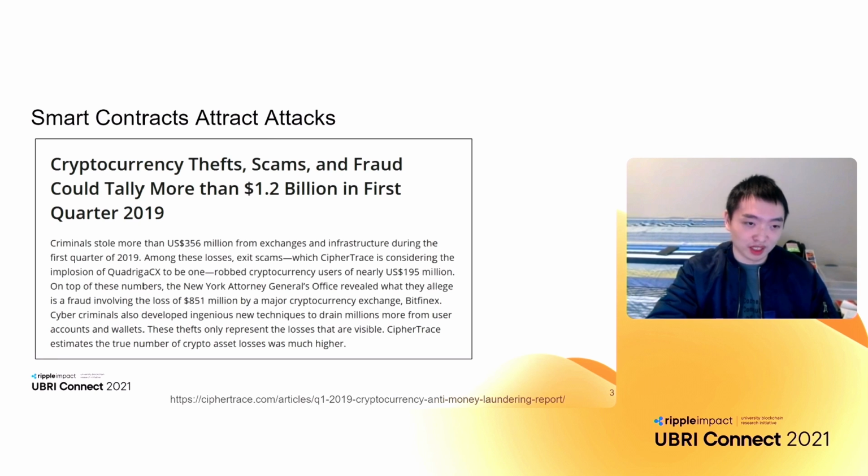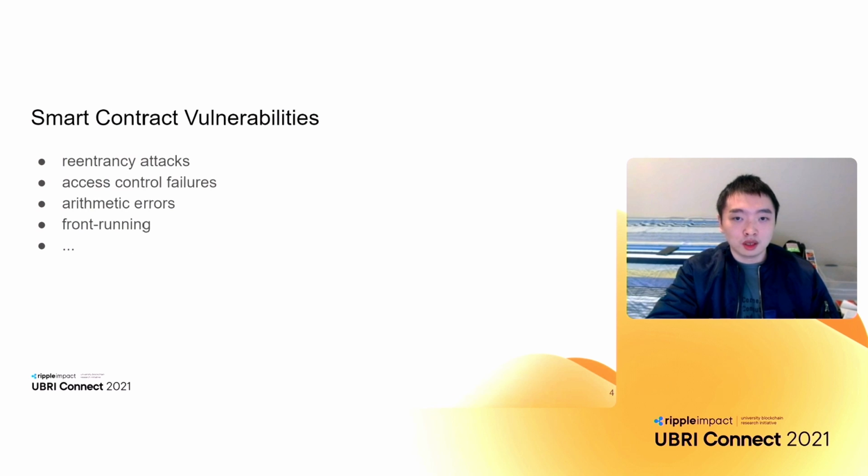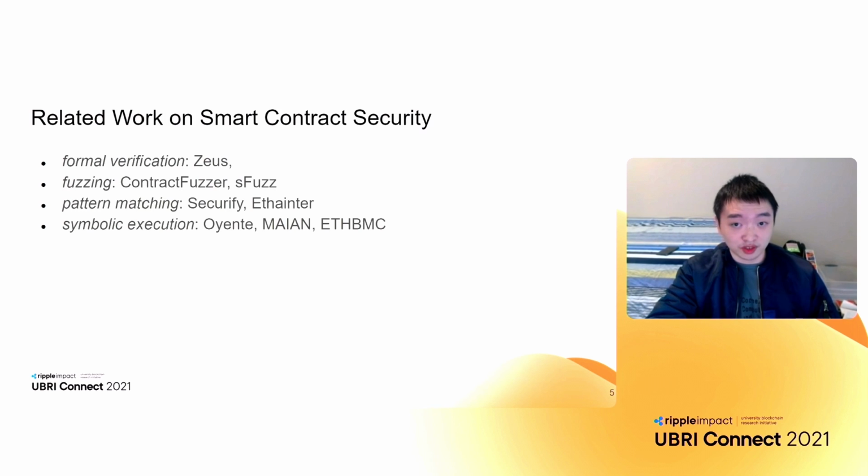Consequently, there is a pressing need for better tools to understand smart contract vulnerabilities and to build and reason about secure smart contracts. People have already identified many kinds of smart contract vulnerabilities, such as reentrancy attacks, access control failures, arithmetic errors, front running, and so on. And we've already seen a blossoming of security research projects trying to solve one or some of these vulnerabilities. A variety of techniques were applied, such as formal verification, fuzzing, pattern matching, symbolic execution.